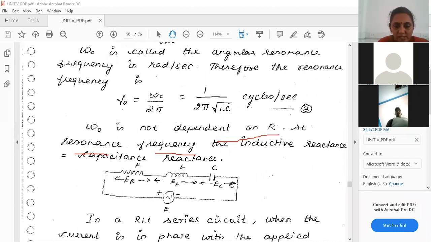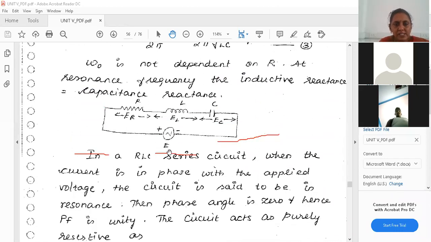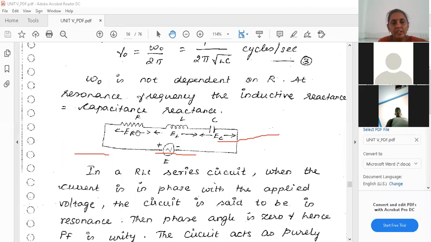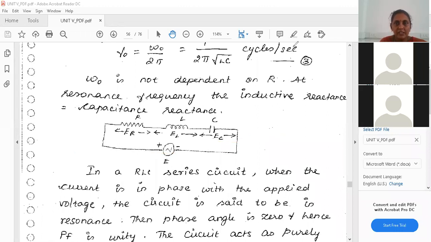Now let us go into the circuit. Let me consider a series circuit having resistance, inductance, and capacitance connected in series. Now these three are connected across an AC supply, let me call it E volts. In this RLC circuit, when the current is in phase with the voltage, the circuit behaves like a resistance, and then resonance occurs. Otherwise, resonance does not occur. Clear?